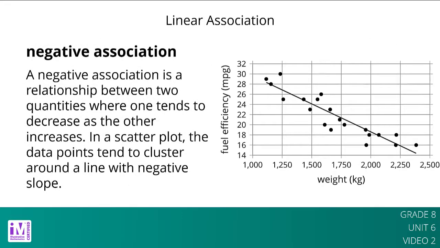Negative association. A negative association is a relationship between two quantities where one tends to decrease as the other increases. In a scatter plot, the data points tend to cluster around a line with a negative slope.